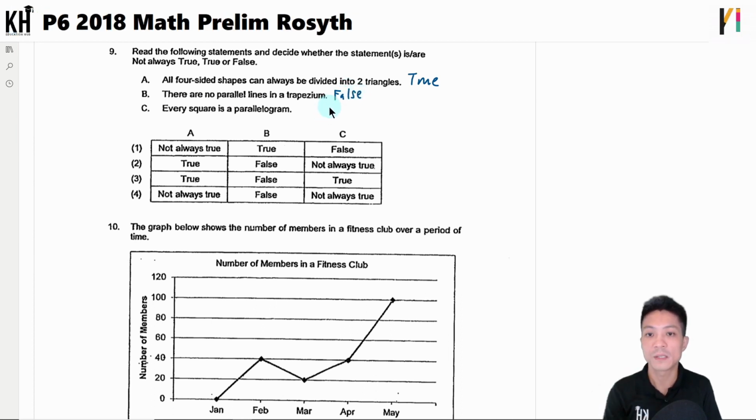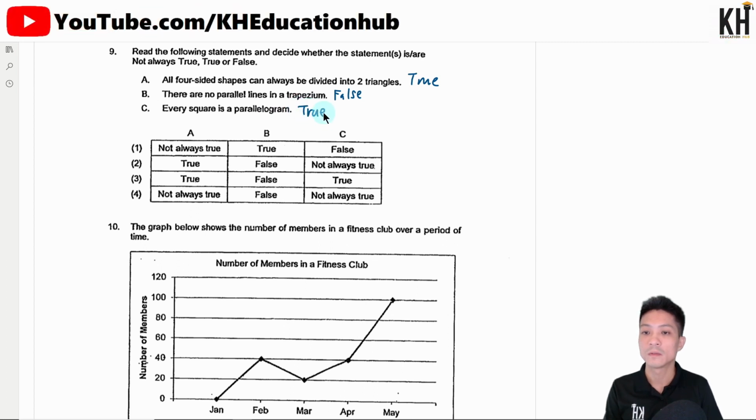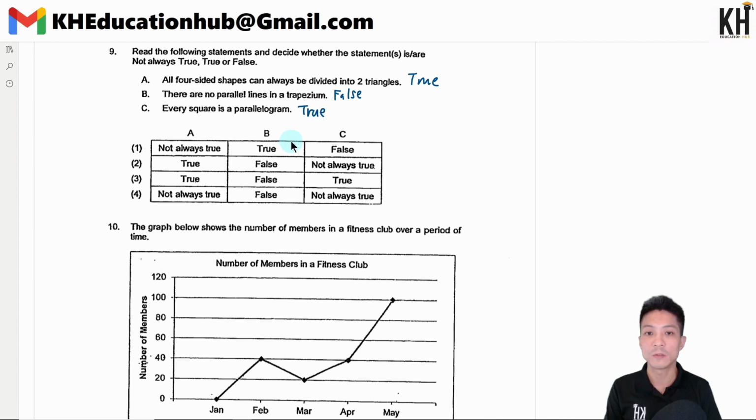For trapezium, there's a pair of parallel lines. And for part C, every square is a parallelogram. This is also true, because every square has got 2 pairs of parallel sides. So I'm going to look for the true, false, true, which is option number 3.